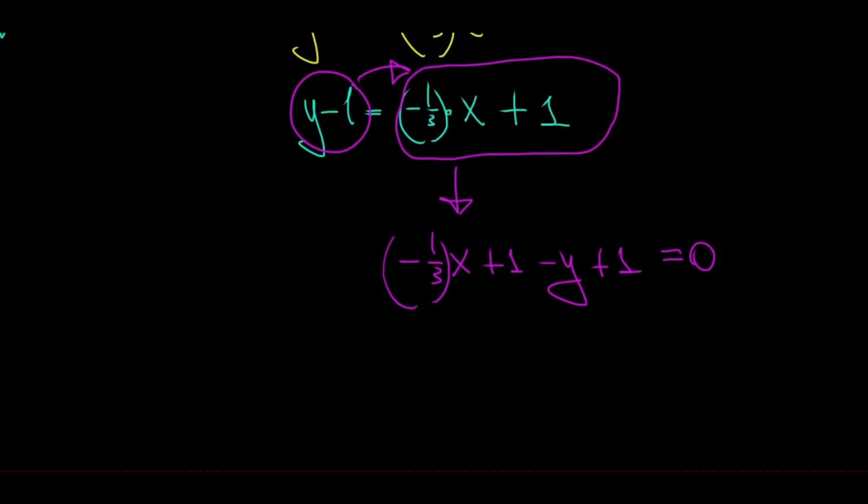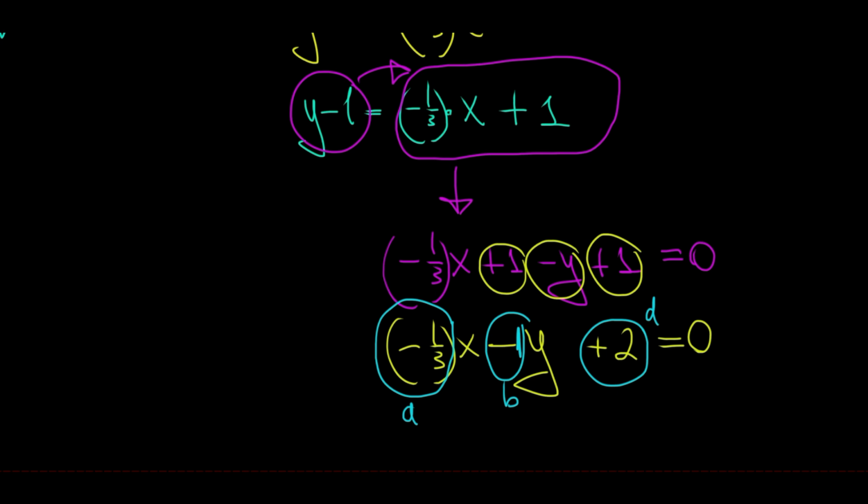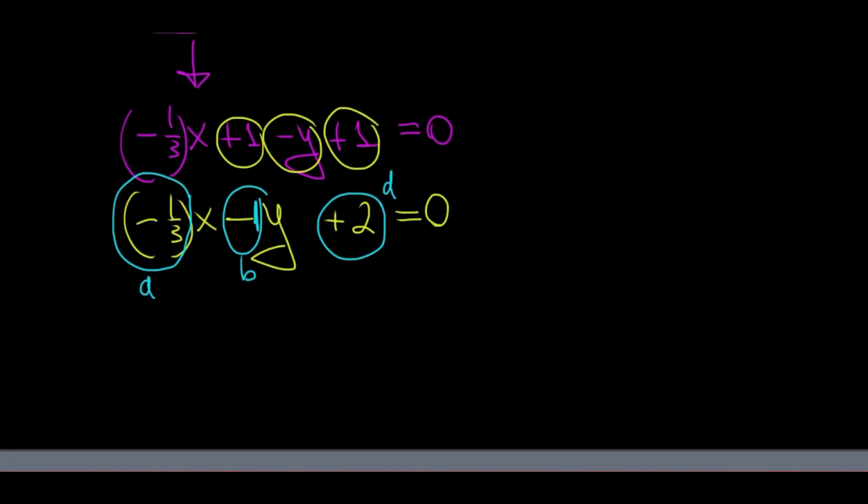Then keep going. You have minus 1 over 3x plus 1, that's plus 2. And then you have minus y equals 0. Are we good? Not yet, because the numbers next to x, such as a, and then minus 1 here for b, and this is our d, all of these have to be integers. We don't have integers, we have minus 1 over 3 as a rational number. So because of that, we have a bit of a problem to fix, but easy to fix, okay?